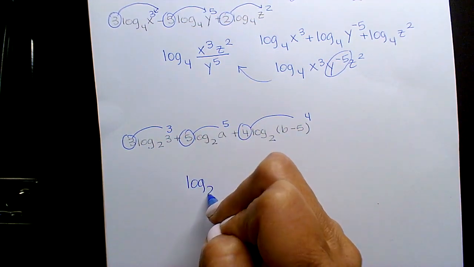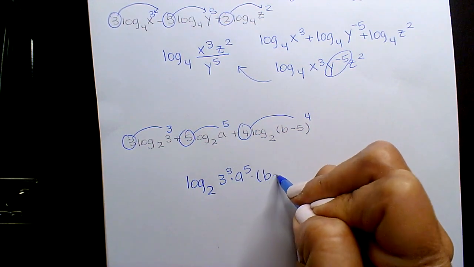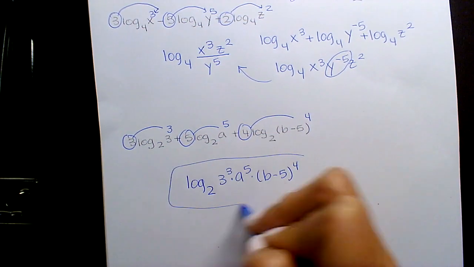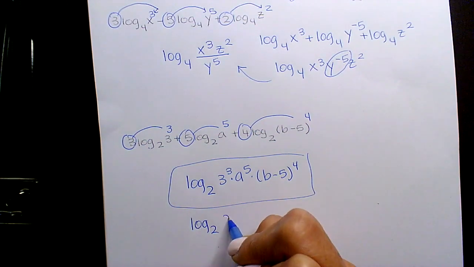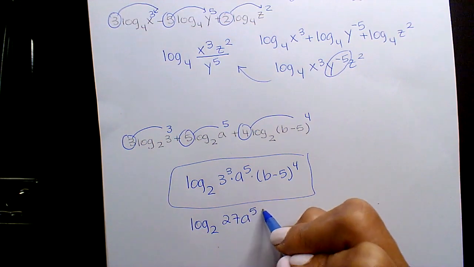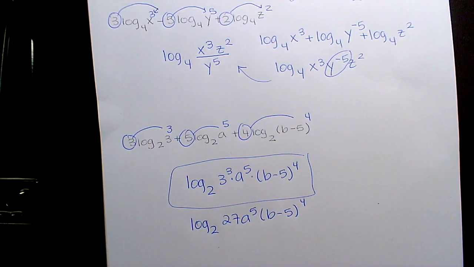So log base 2 of 3 cubed times a to the 5th times b to the 4th, and you could have just left it as that. Some of you did make this a 27, but obviously you weren't going to get docked if you didn't do that. Okay, that's it.